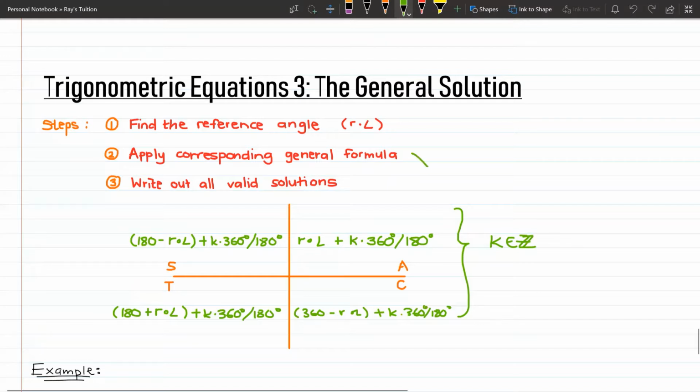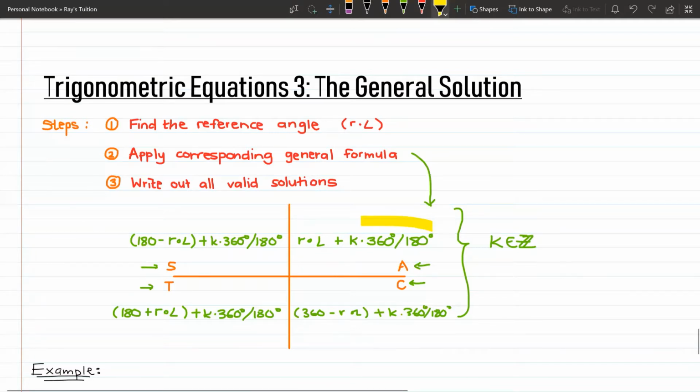To apply the corresponding general formula, we look at this Cartesian plane over here. This has been split up into the 4 quadrants where we have C, A, S, T, telling us that in the first quadrant, all of our ratios are positive, the second one only sine, the third one only tan, and the fourth one only cos. Now, in each of those, we have the general formula.